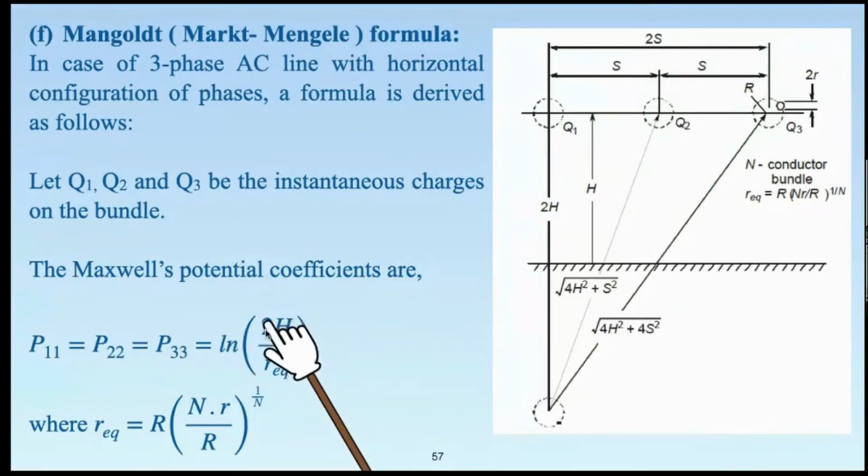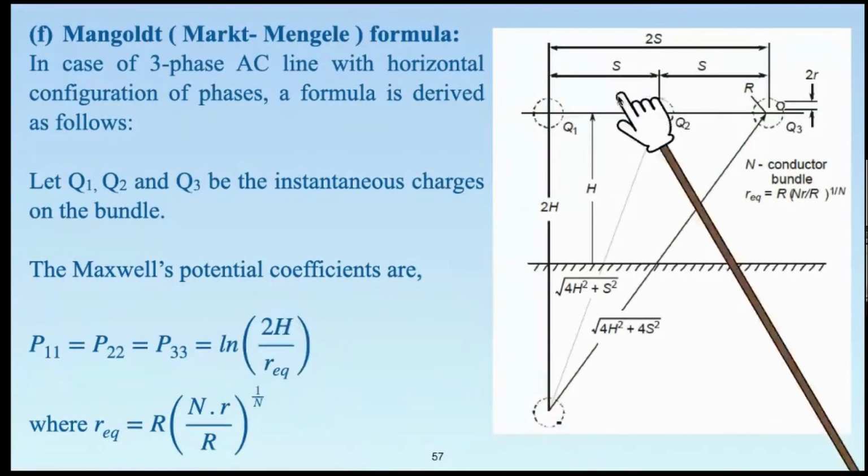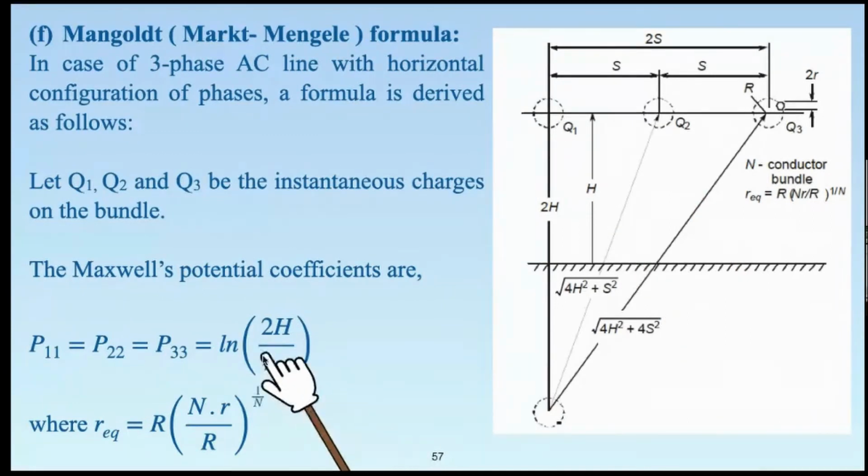So the numerator is the distance from the image to the surface, and the denominator is from its own charge. So P11 is ln of twice h upon R equivalent. If you remember, for single phase we were using the notation of rho, but there we had not introduced the concept of bundled conductors. Now since we are working with bundled conductors, rho gets replaced by R equivalent: ln of twice h upon R equivalent.